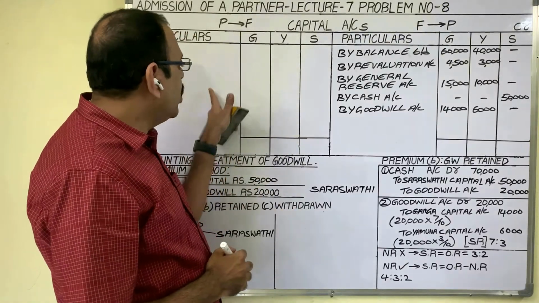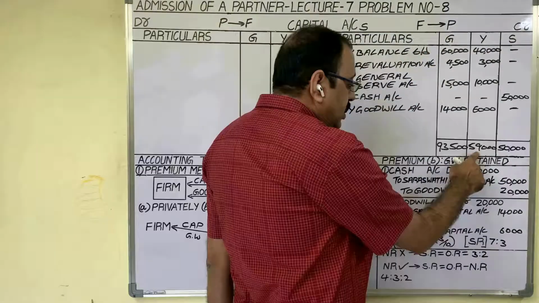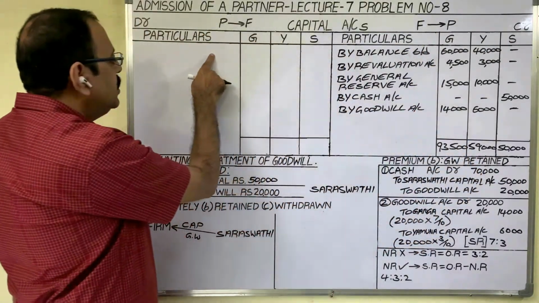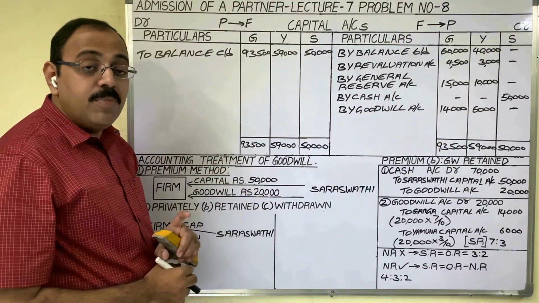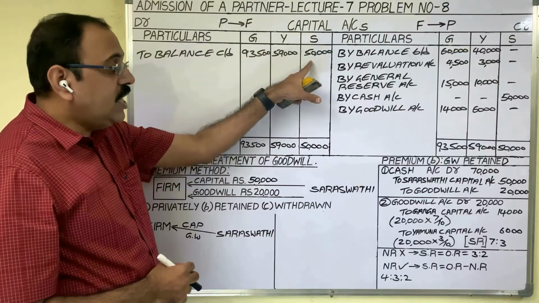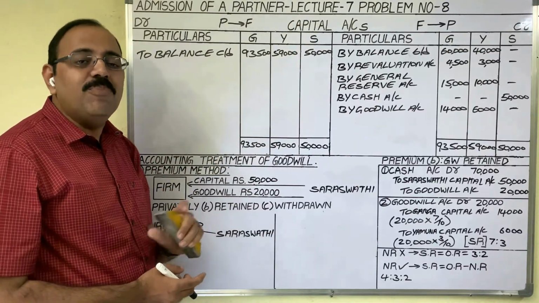On the debit side we don't have any amounts now. So find out the totals of the credit columns. The same amounts appear as balance carried down. Put the totals. In the new balance sheet under the liability side, we have to show these three amounts as capitals of these three partners. Capital accounts completed.